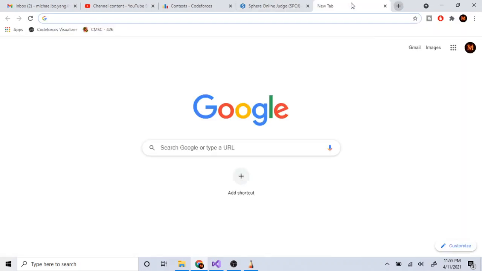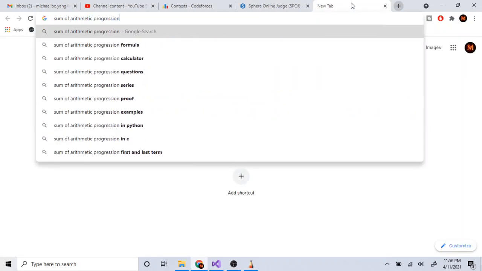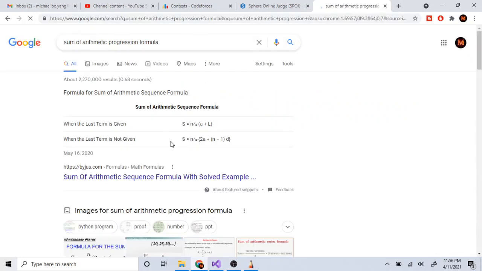You can actually search it up: sum of arithmetic progression formula. This is the formula when the last term is not given. You take 2 times the first term plus n minus 1, which is the number of numbers you have, multiplied by the common difference d. You add them up, multiply by n, and divide by 2. So that's the summation formula.